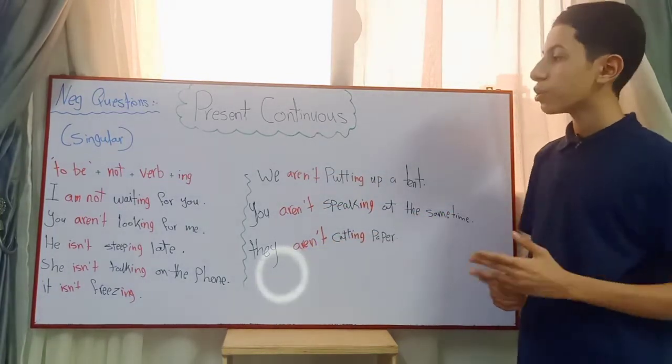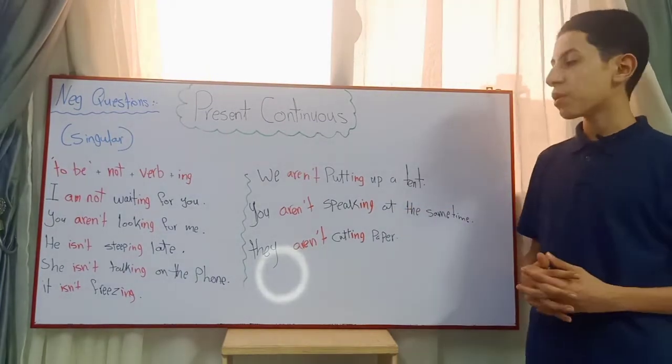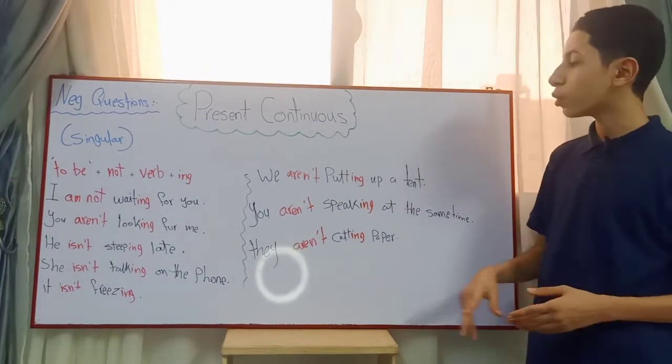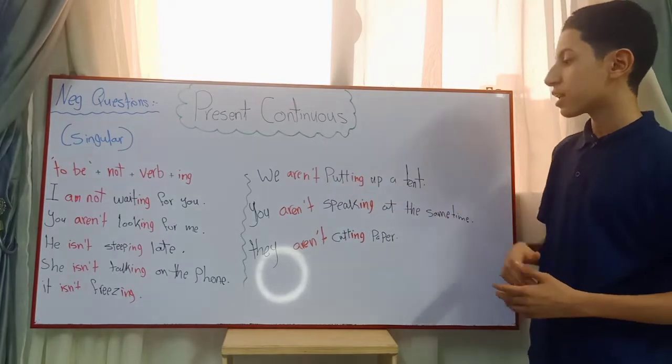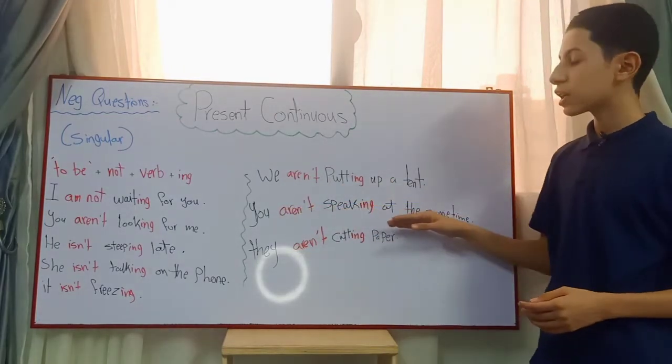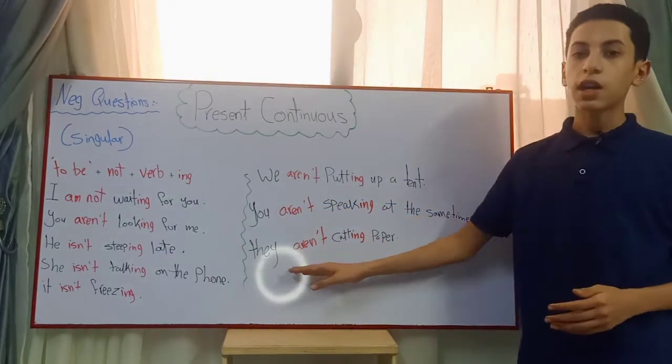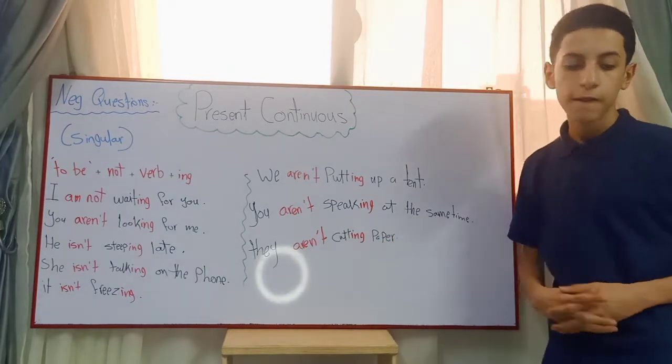And for the plural pronouns, we, you, and they, we do exactly the same. To be plus not plus the verb plus ing. For example, we aren't putting up a tent. You aren't speaking at the same time. They aren't cutting paper.